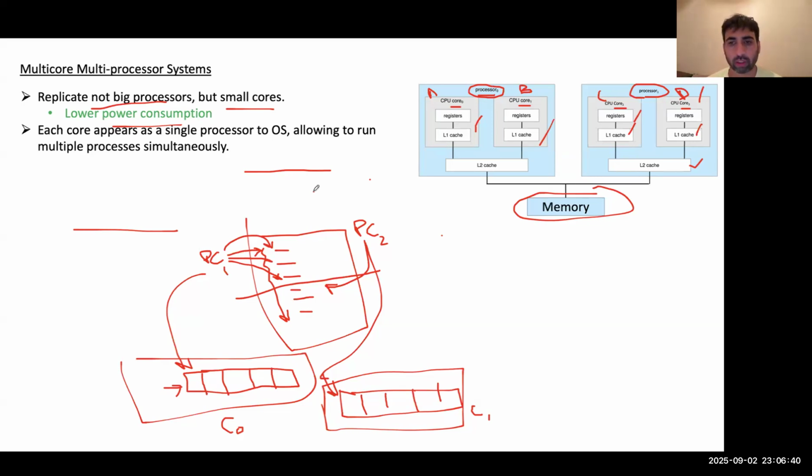Okay, then let me try to answer. Actually, it is a thread which runs on a core, not a process. Why? Because each process basically consists of one or more threads. Even if it is not a multi-threaded process, even then it has a single thread, right? Just like, for example, I explained here.